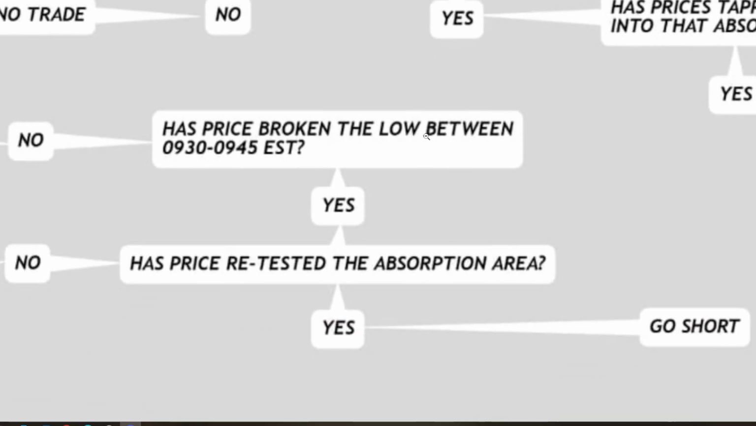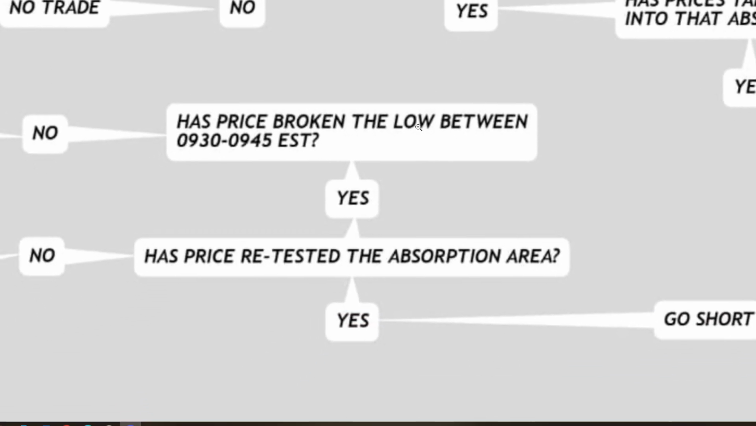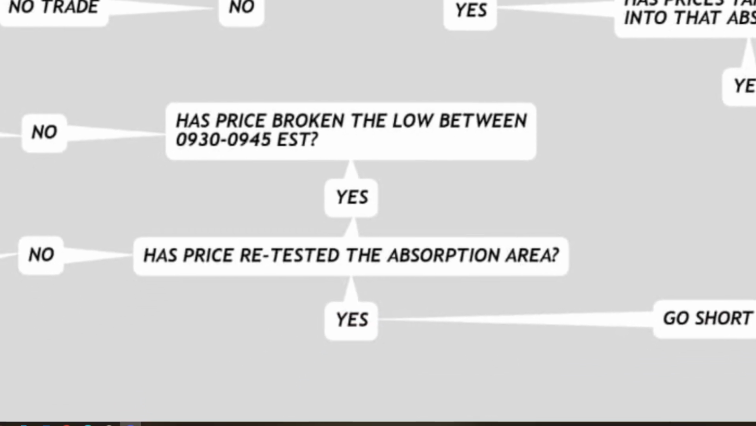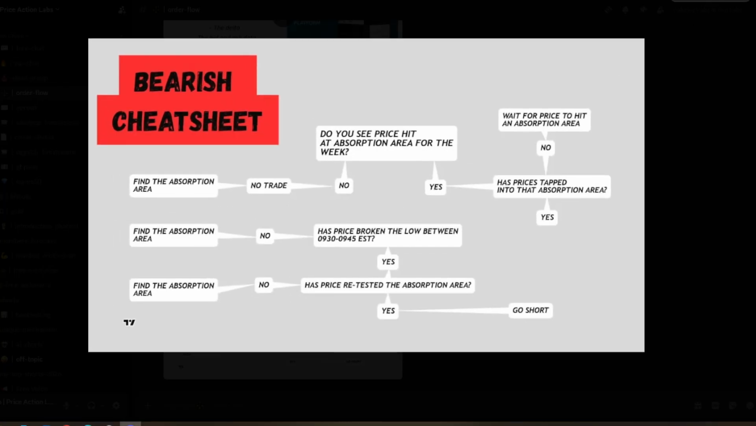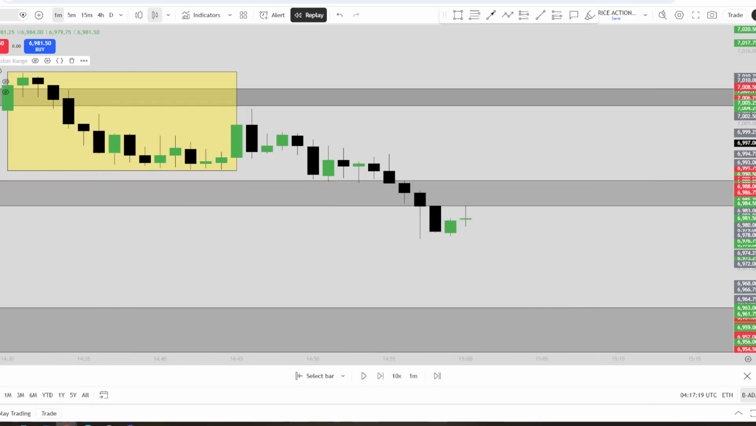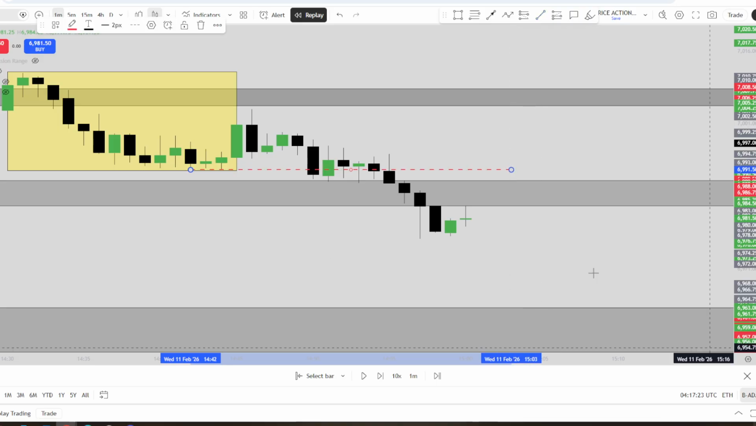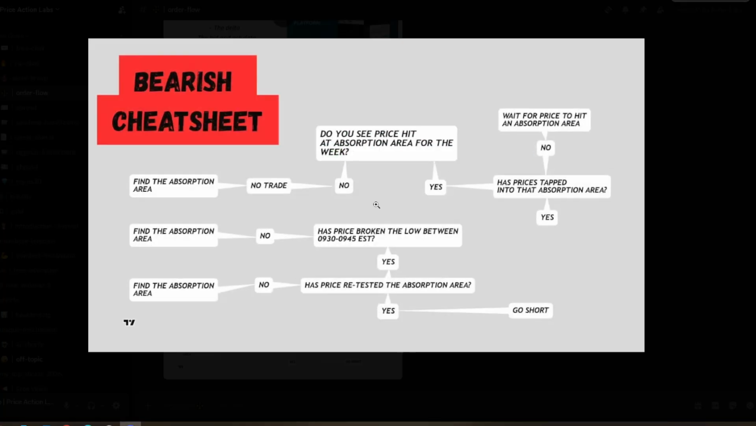Yes, right? Has price broken the low between 9:30 and 9:45, right? That is your Eastern, that is your 15-minute ORB, basically. Has price broken the low, right? So in this case, we have broken the low, so that's a tick, right? So we can now move on to the third step, right? No, find the absorption area. Yes, has price retested the absorption area, right?